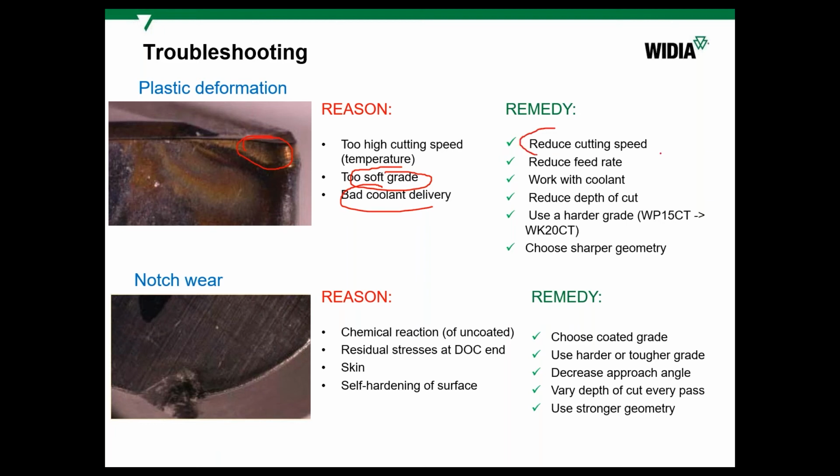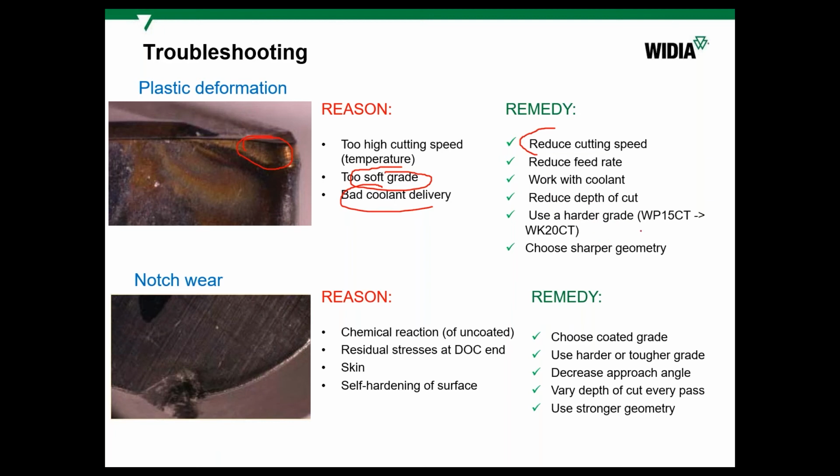So at first we can reduce cutting speed, we can reduce feed rate in order to decrease temperature in the cutting zone. At least temporarily we can do that. But for more reliable continuation of the process, we can check the coolant. We can also try to choose a harder grade if the operation allows it.